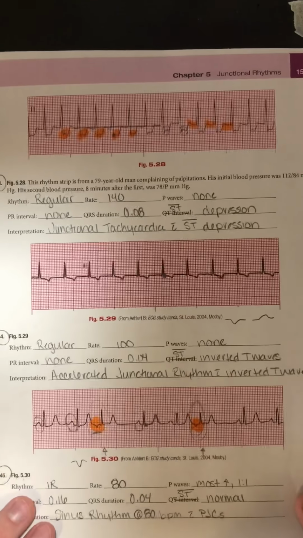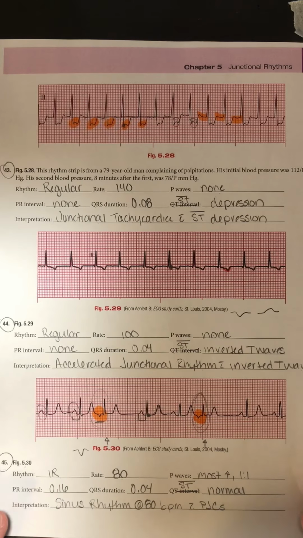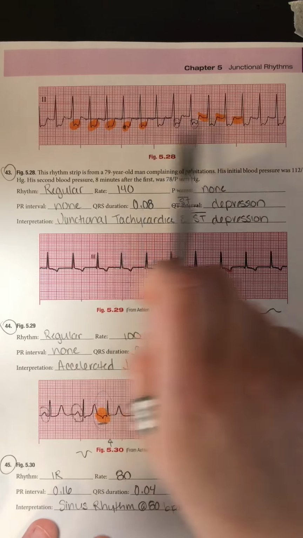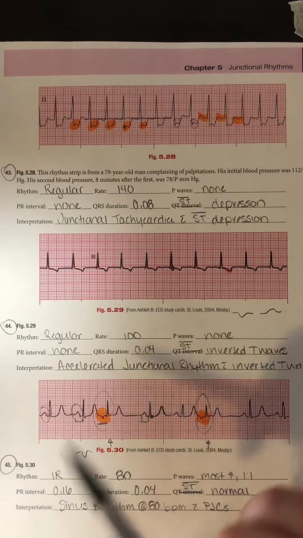All right, we're going to be skipping ahead a little bit. And I'm looking at number 43, which is figure 5.28. And we skipped 1 page. So I'm looking at this rhythm right here, and you can see I already marked some things out here, so I'll show you what I marked off.